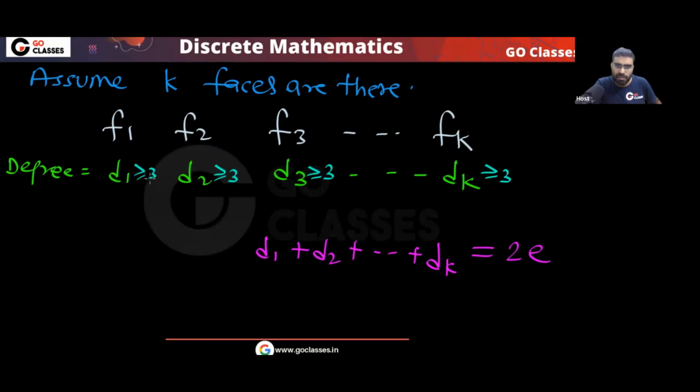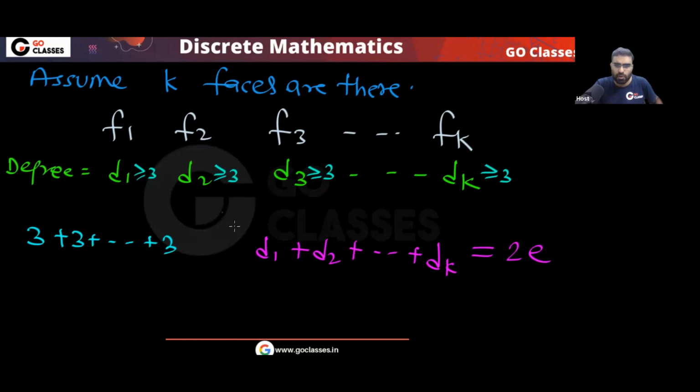Now, tell me one thing. If I take the minimum, like 3, 3, 3, and add them up, can I say this will be greater or less than the total? Are you getting my point? I am saying d1 is greater than or equal to 3, d2 is greater than or equal to 3, d3 is greater than or equal to 3.